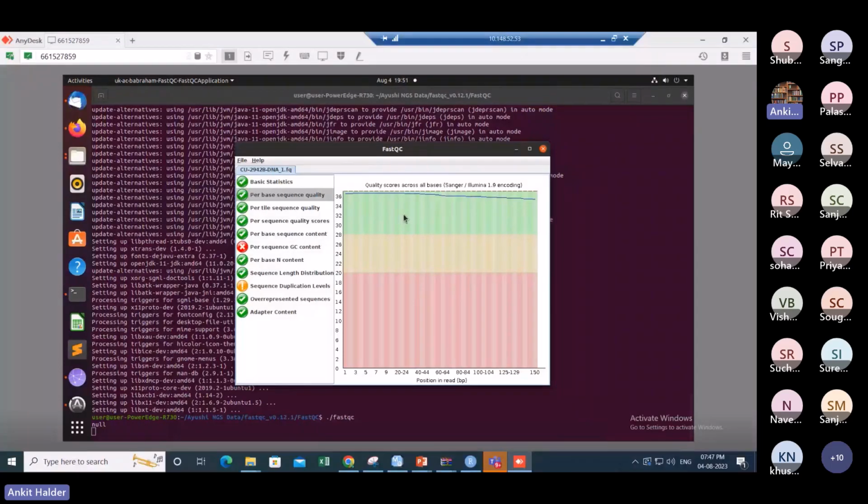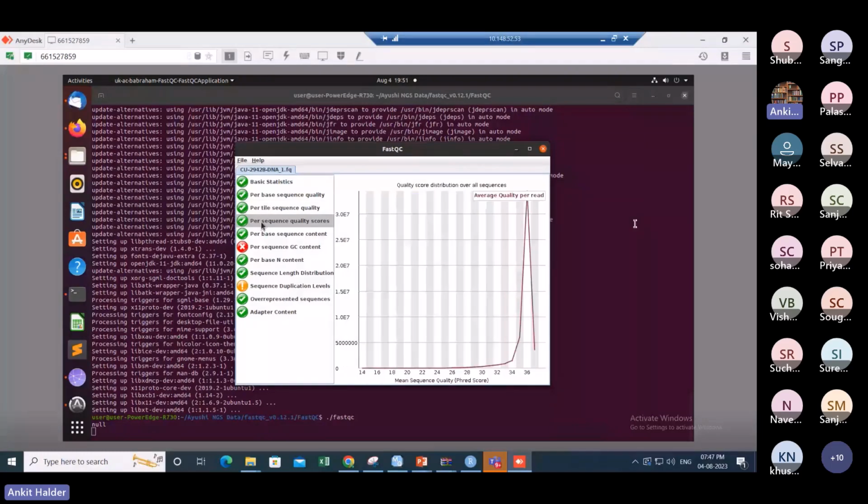For using this tool, you need mostly Java, and another thing you would need is Linux. Generally, only in a Unix or Linux operating system can you use it. That's why I'm showing you how the data looks on real data sets, not publicly available data sets. So this is the per sequence quality.